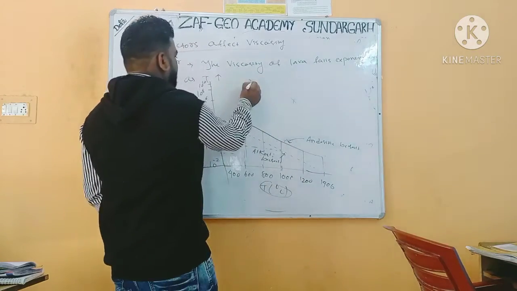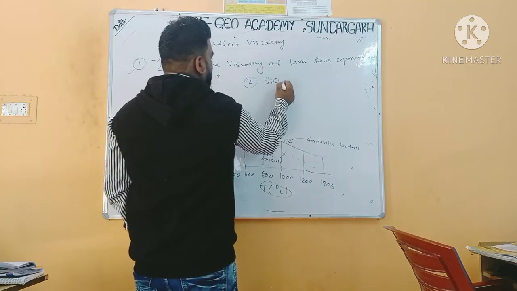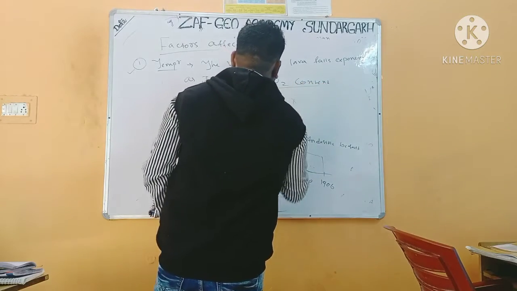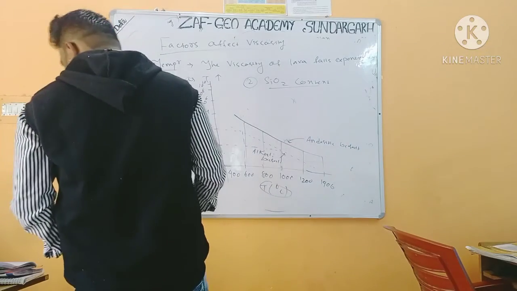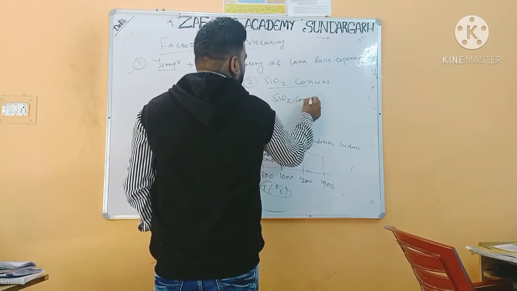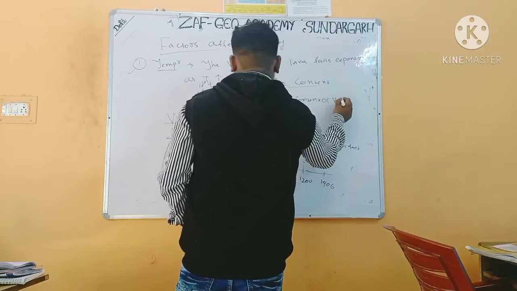Now, the second important factor is the SiO2 content. The viscosity of lava increases as the SiO2 content increases. So SiO2 content will be directly proportional to the viscosity.